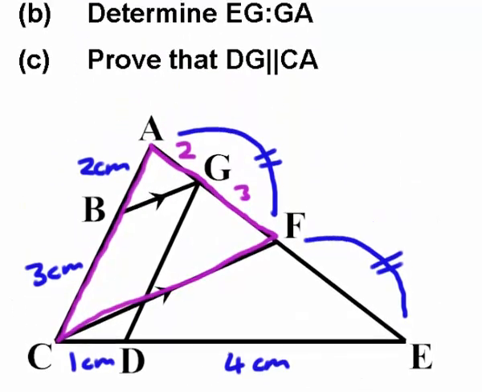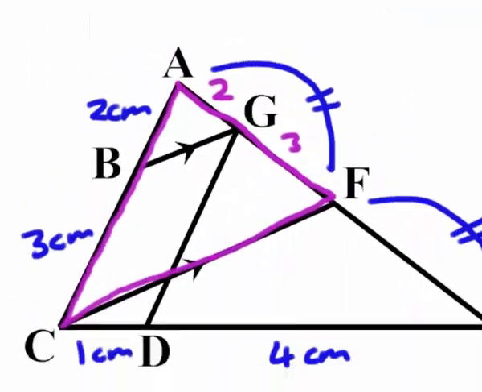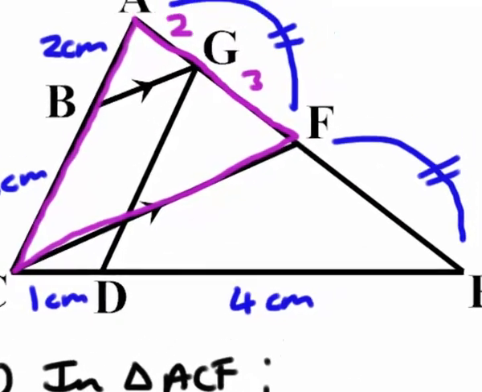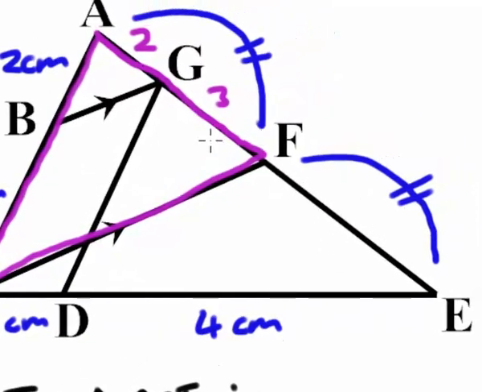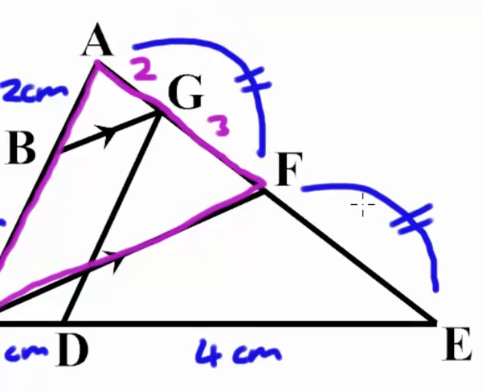Okay, now what about this one? Determine EG to GA. Okay, where's that? EG to GA. Now this is quite easy. Watch this. If you think about it carefully, AF is equal to FE. Do you agree? AF is equal to FE. So that means that if you've got AG being 2 and GF being 3, then FE must be 5.